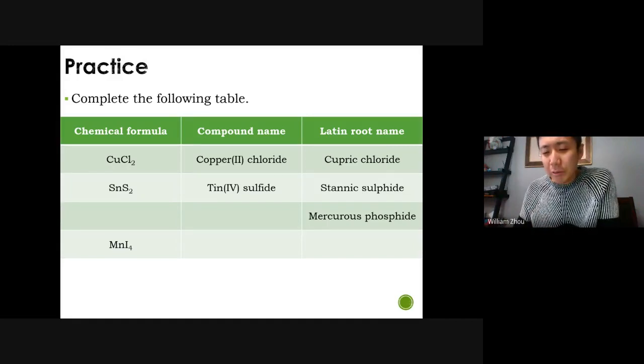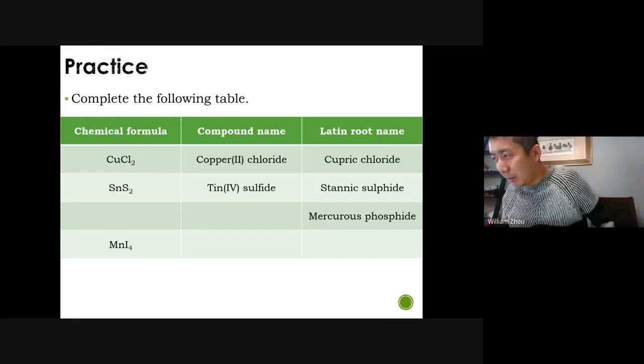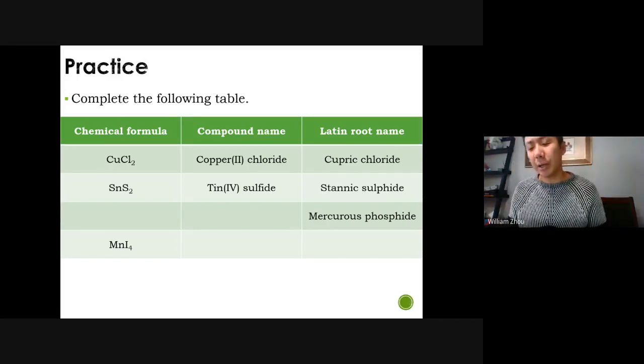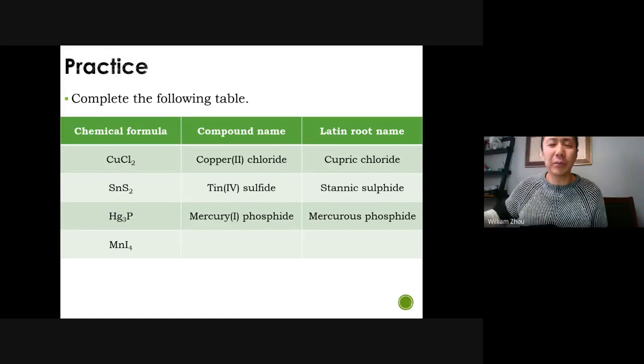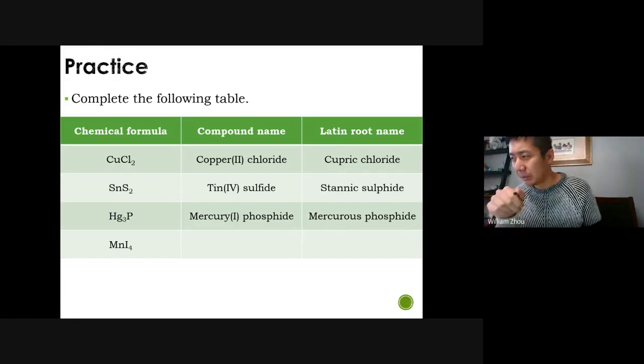You have mercurous phosphide. Mercurous, O-U-S, means the smaller of the two. So it's mercury 1, so Hg3P, phosphide being the 3. That means mercury, you need 3 of them. So mercury 1, phosphide. For phosphorus, you have a PH as well. It has to be a PH. Okay, do not spell phosphorus or phosphide with an F. It has to be PH.